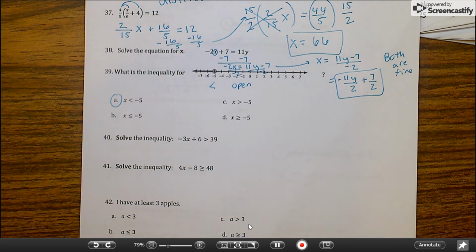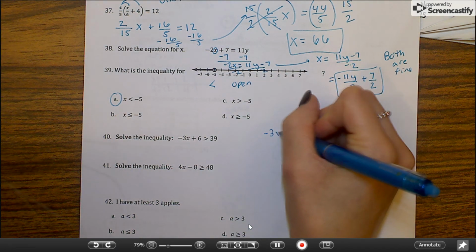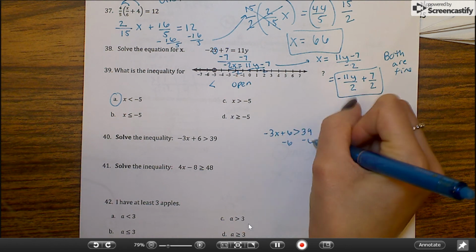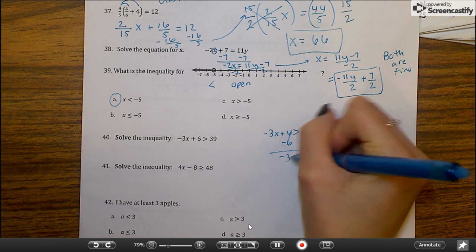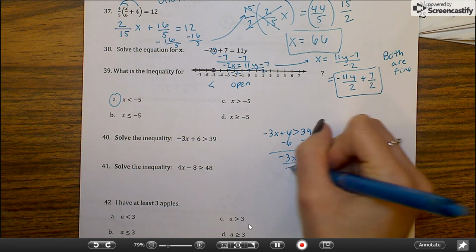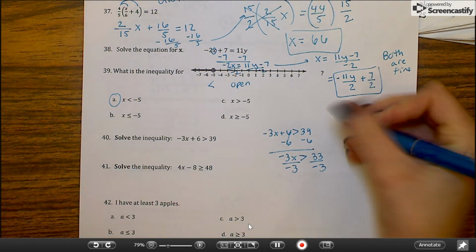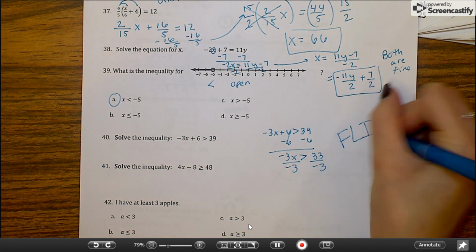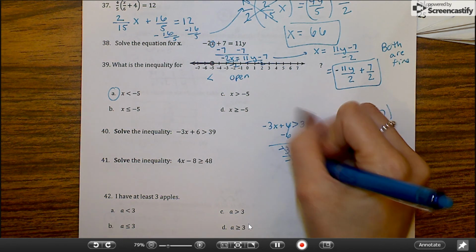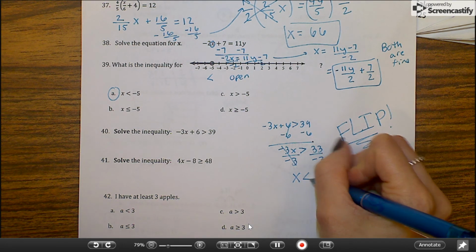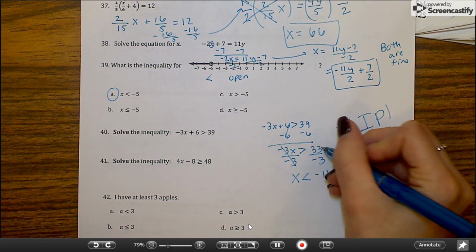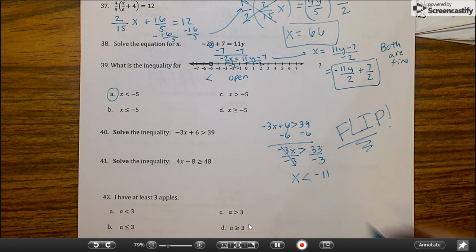Solve the inequality just like you would solve an equation. Subtract 6 first. Dividing by a negative, what does that mean? Flip. So it flips to be less than instead of greater than. Positive divided by negative is negative 11.